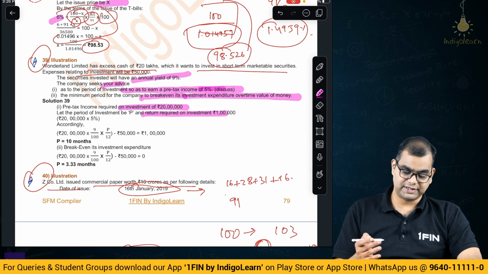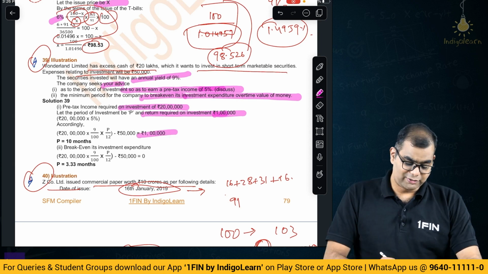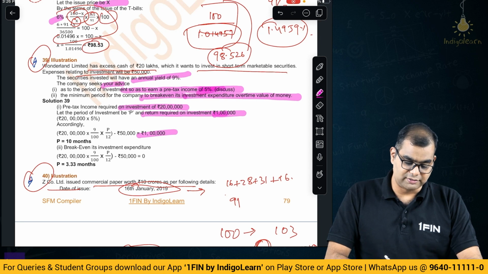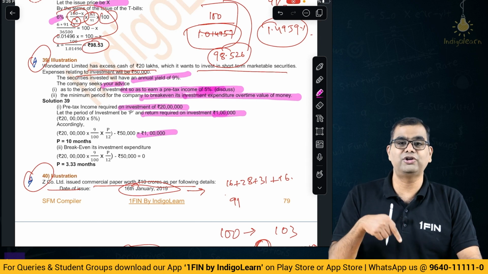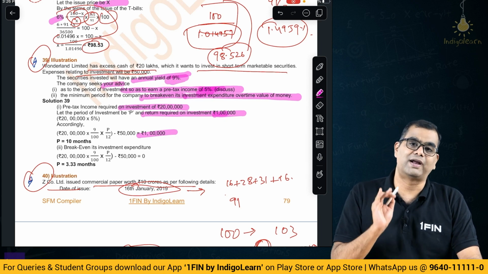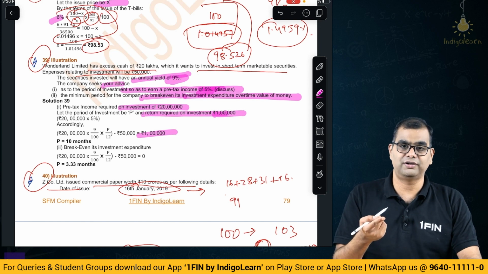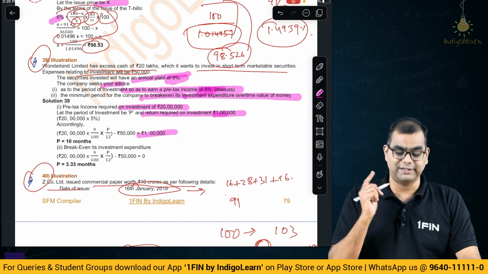20 lakhs at 5%: 5% of 20 lakhs is 1 lakh. So, the return needs to be 1 lakh after subtracting expenses. This 1 lakh is the return that you want, but you don't want it over a year. How much time should you invest in a 9% security such that you get a 5% return?